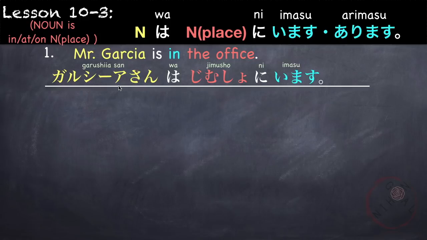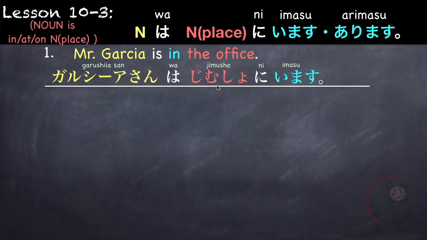Garcia-san wa jimusho ni imasu. So both the speaker and the listener know Mr. Garcia. And the speaker is explaining or saying the information that Mr. Garcia is in the office.